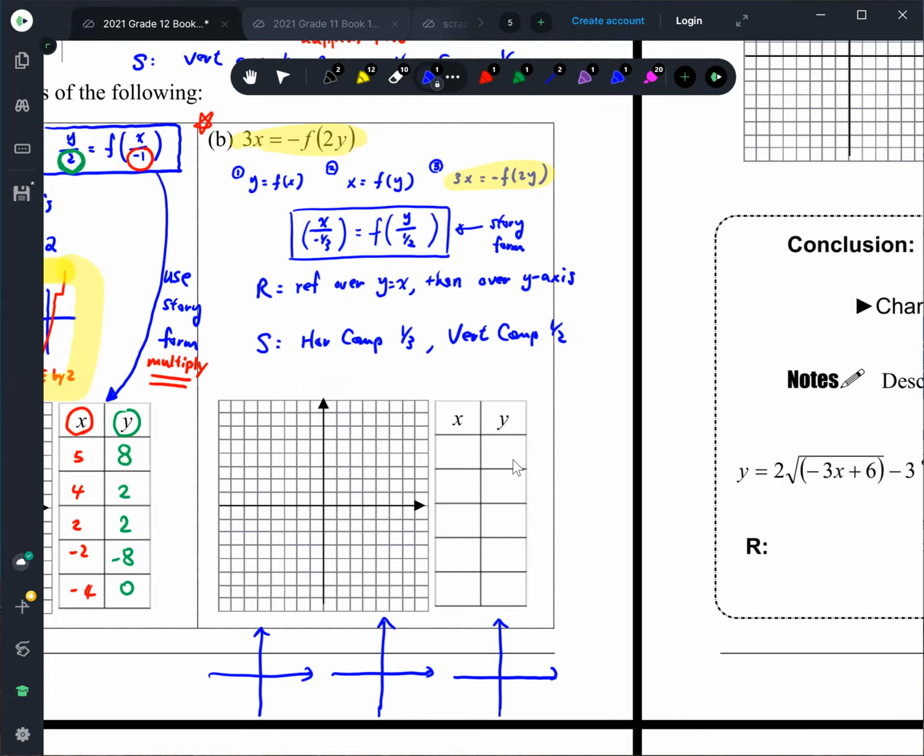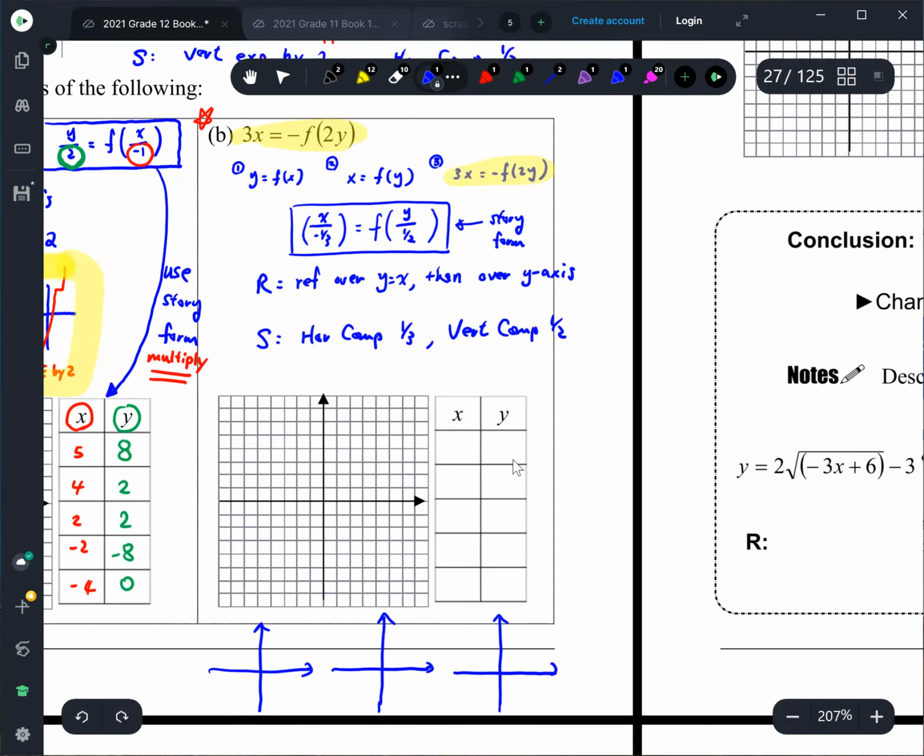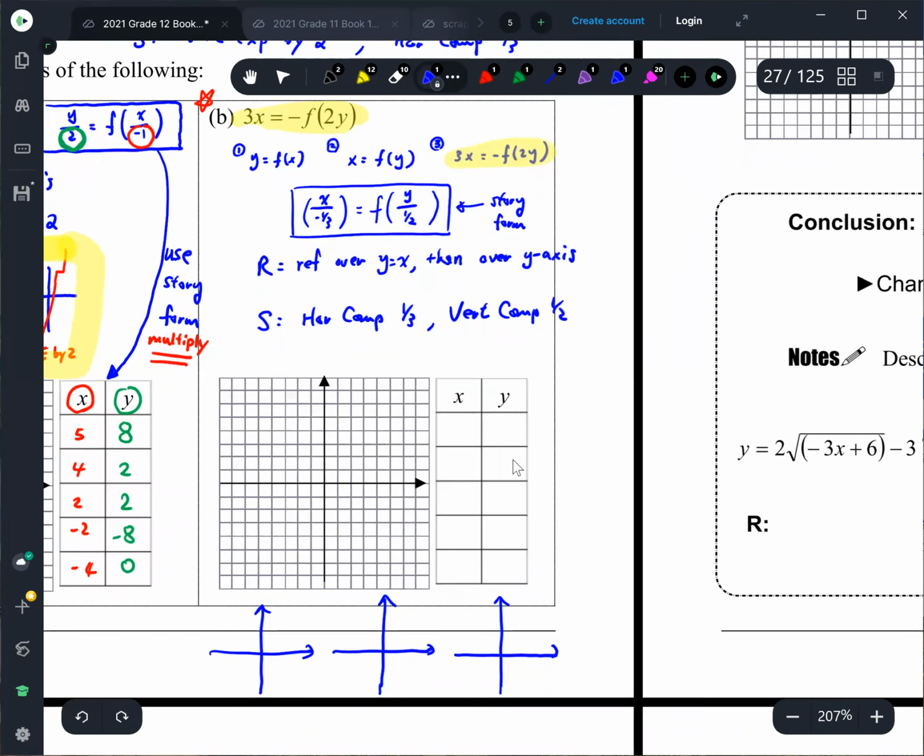Okay, this time I think we might need to have 4 graphs, right? Because you got 4 things happening. Reflect over y = x, reflect over the y-axis, horizontal compress, vertical compress. A lot of compression, right? So your graph will become smaller at the end. So let's put it here. I think it's a better idea to put it underneath, right? More space.